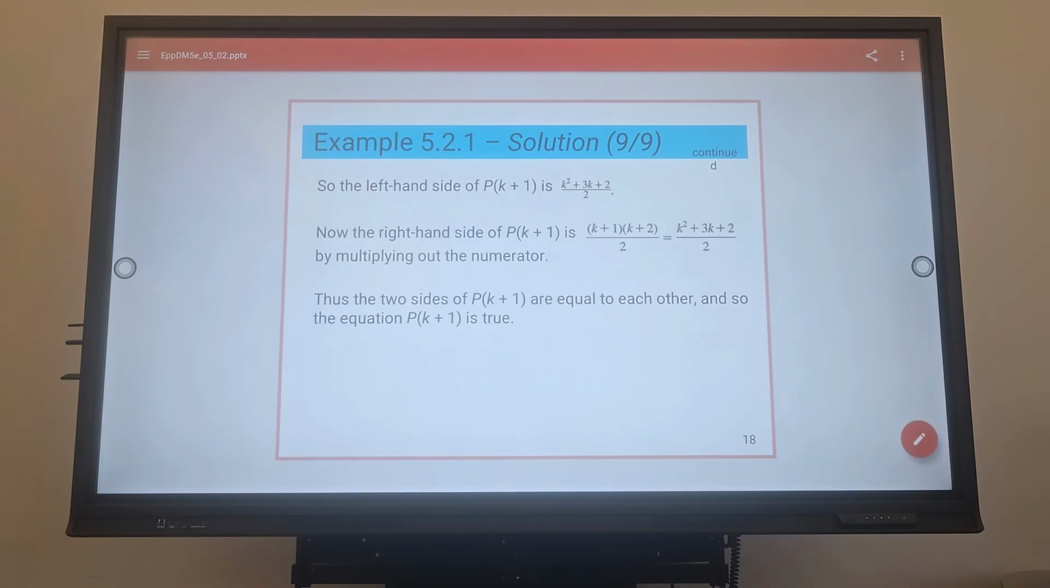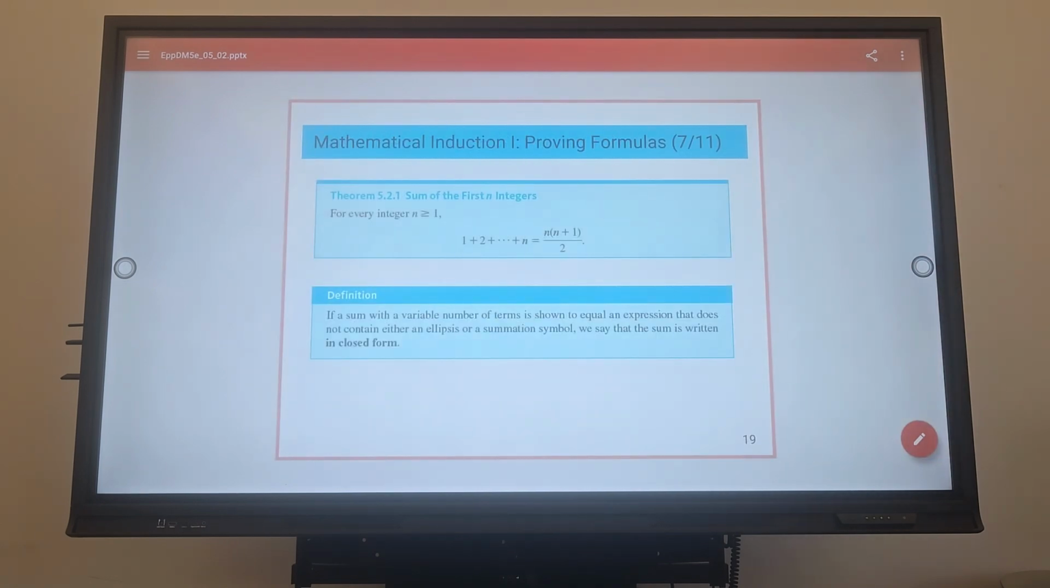Now the right-hand side of P of k plus 1 is (k plus 1) times (k plus 2), which equals k squared plus 3k plus 2 by multiplying out the numerator, all over 2. Thus, the two sides of P of k plus 1 are equal to each other, and so the equation P of k plus 1 is true. So the sum of the first n integers is n times (n plus 1) over 2.